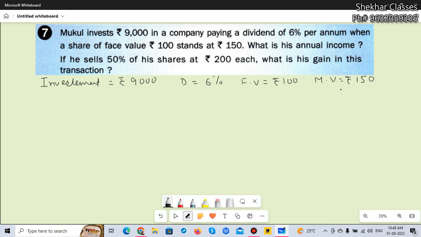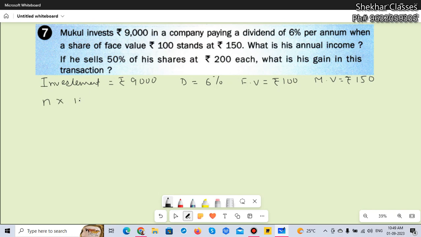What is his annual income? First question. So let's solve it and then come to the next question. What is the face value of one share? 100 rupees, right? And the dividend is 6%. Before we calculate, we need to know how many shares he has. He has bought n number of shares, so n into one share value. What is the value of one share? 150. He has not bought at 100, he bought it for 150.